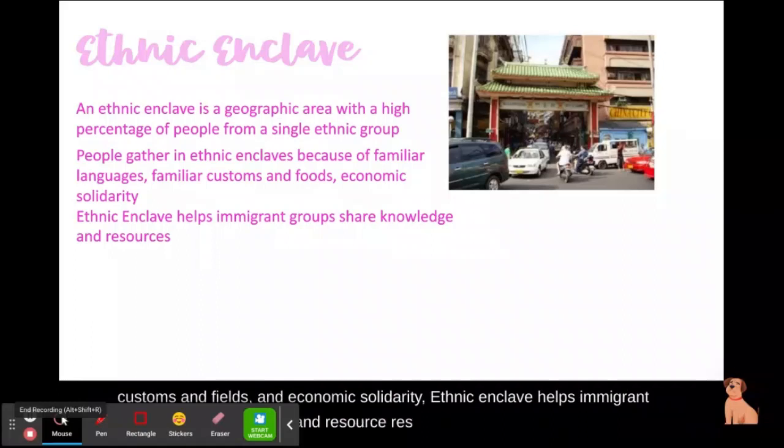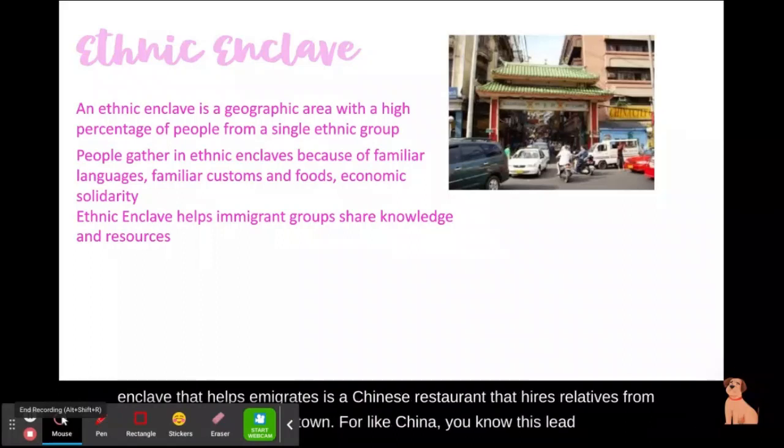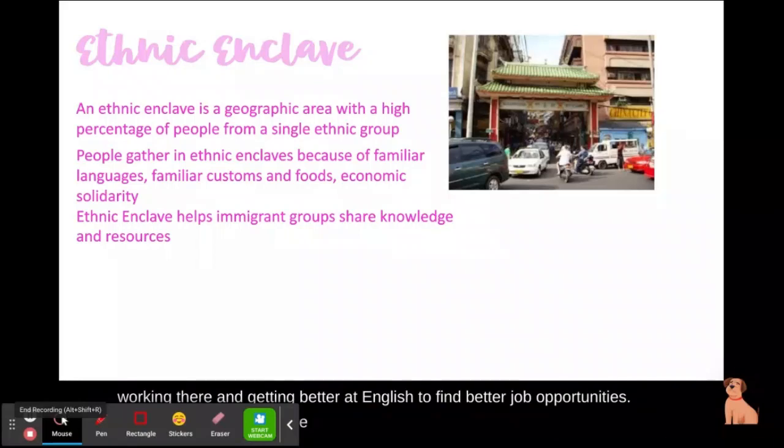An example of an ethnic enclave that helps immigrants is a Chinese restaurant that hires relatives from their hometown in China. This leads to them working there and getting better at English to find better job opportunities. So this closes off Key Issue 1.